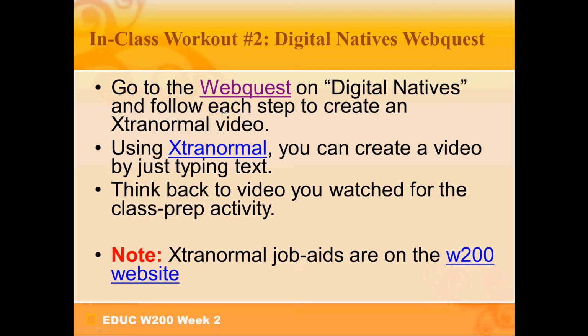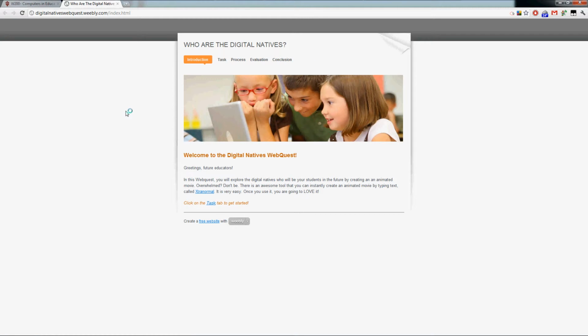Now, a few things about Extra Normal before we begin. Extra Normal is a web tool where you can create a video just by typing text. While we go through this web quest, I would like you to think back to the video you watched for the class prep activity. There are also Extra Normal job aids on the W200 website, so go ahead, click on the web quest on Digital Natives link, and it'll bring up the web quest.